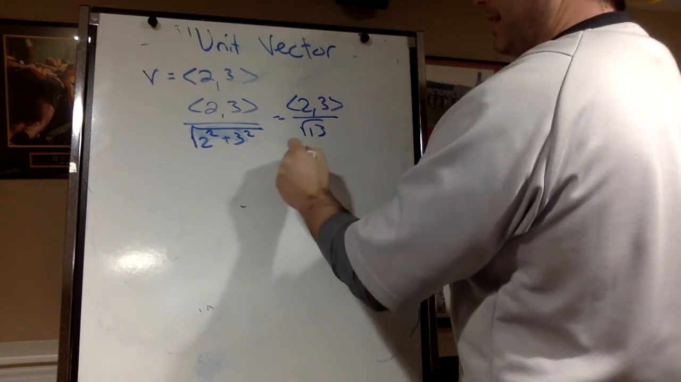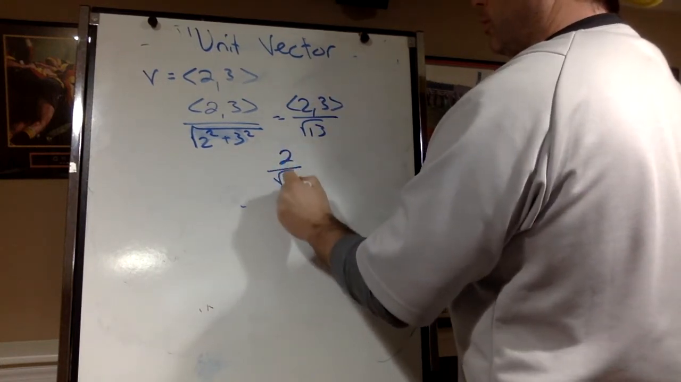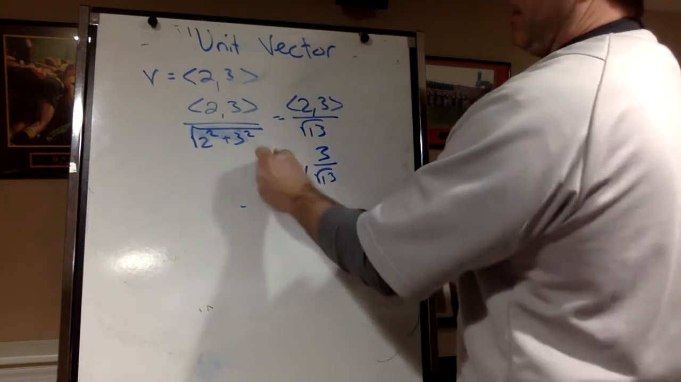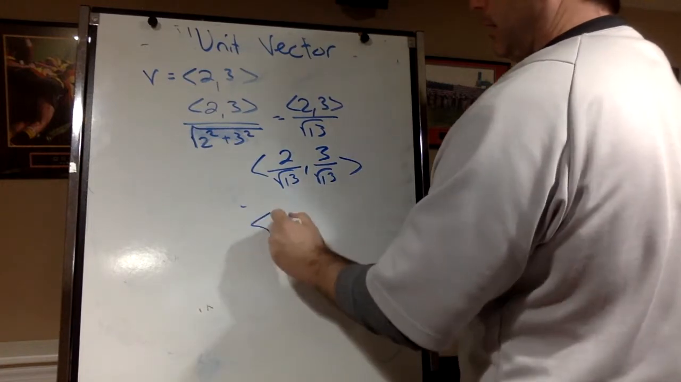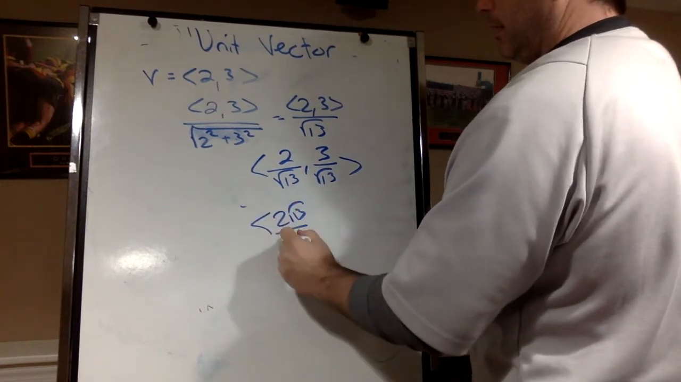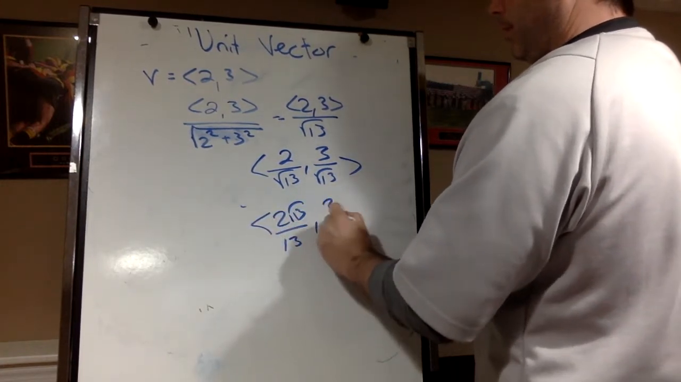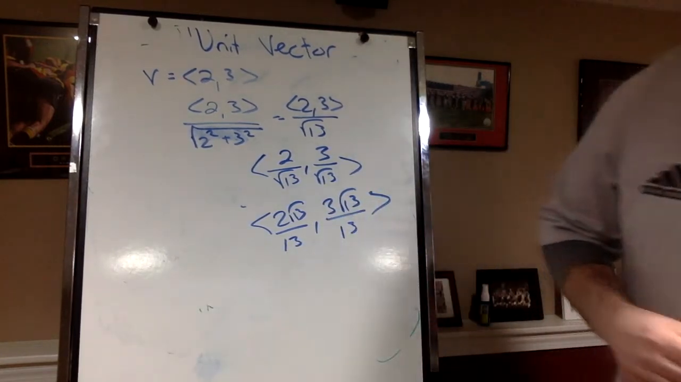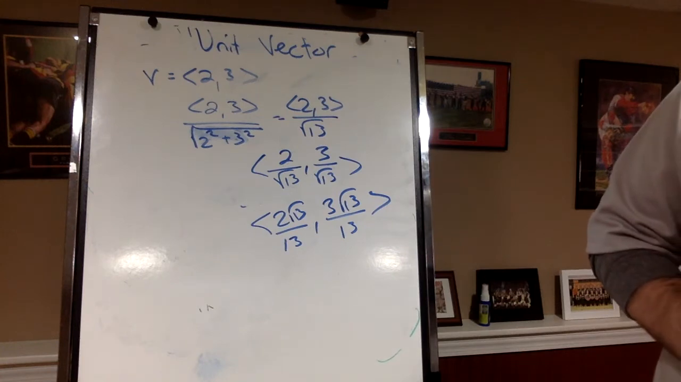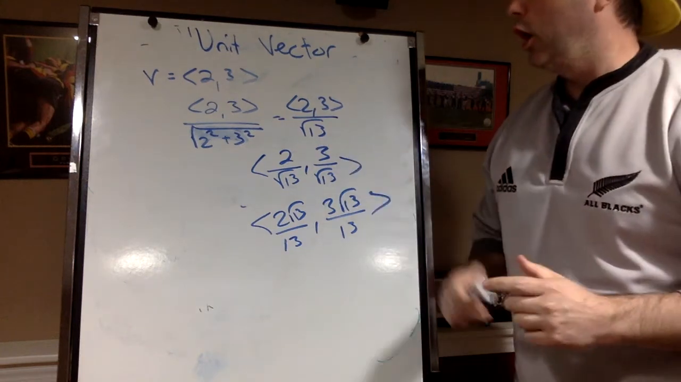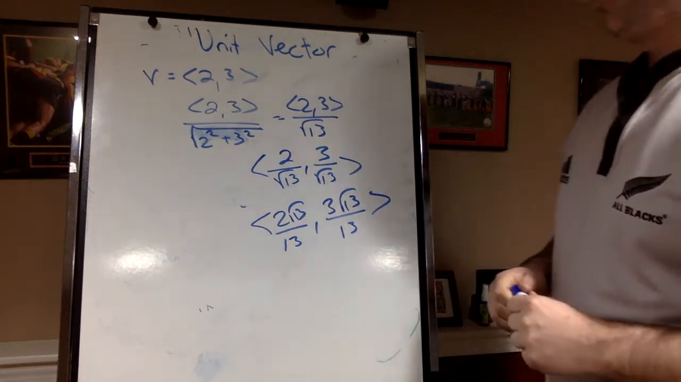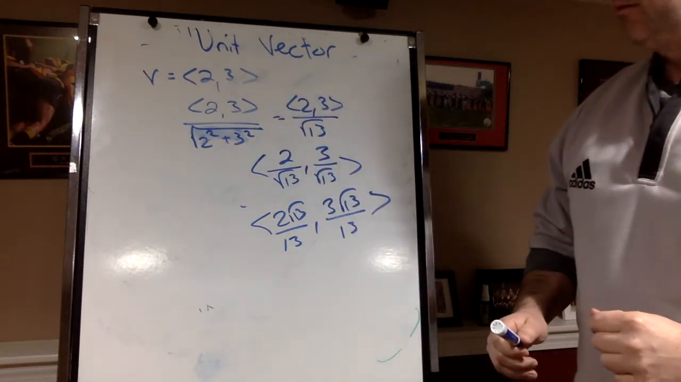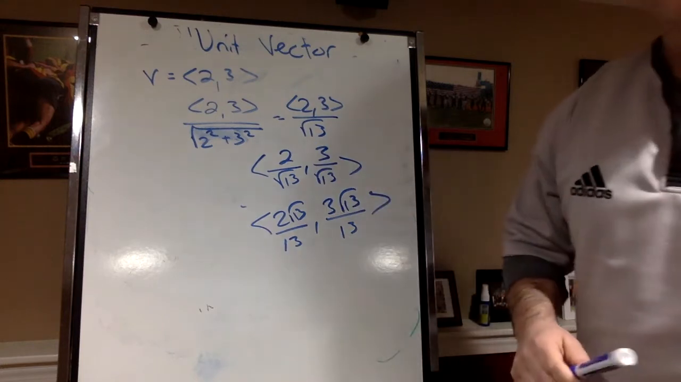So now I divide it in each piece. 2 over root 13, 3 over root 13. I can't leave it that way. Can't have radicals in the denominator. So that's 2 root 13 over 13, 3 root 13 over 13. Bam! Now I have the direction. That's no magnitude other than 1. Really simple. Take your vector, divided by the magnitude.